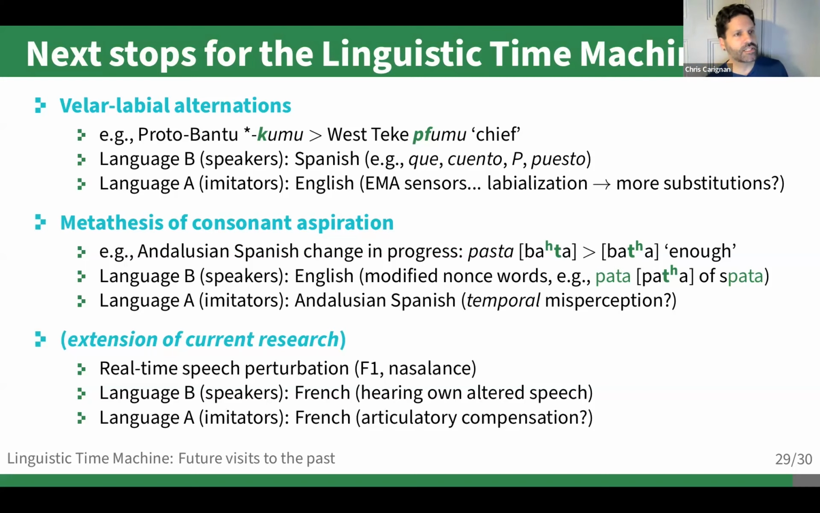And then to see, again, do they compensate by changing their degree of nasalization? So if I increase the nasalization, do they decrease? If I decrease the nasalization, do they increase? Or do they also change their tongue configuration, even though I haven't done anything with their tongue?